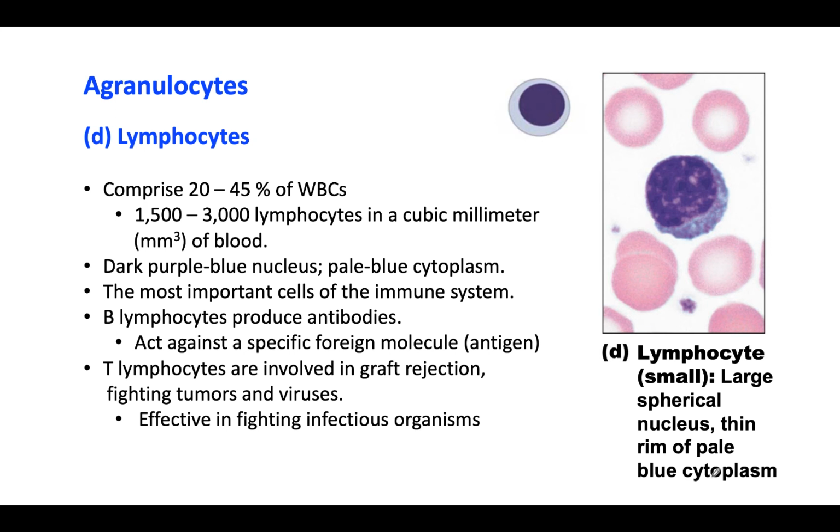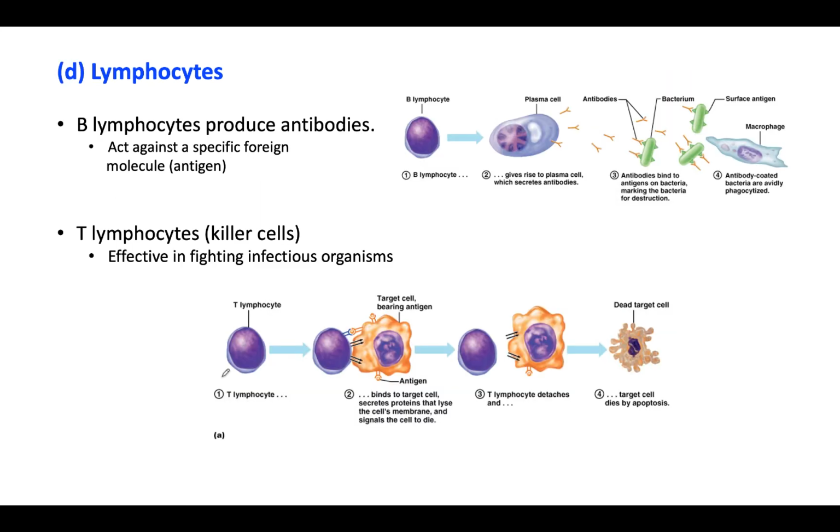Two main classes of lymphocytes are B lymphocyte and T lymphocyte. B lymphocytes produce antibodies. T lymphocytes are involved in directly fighting foreign invaders. So let's look at them in detail.